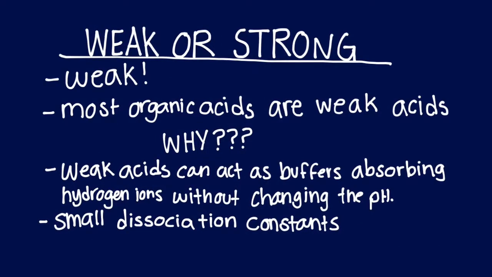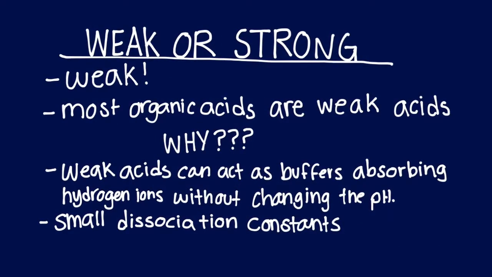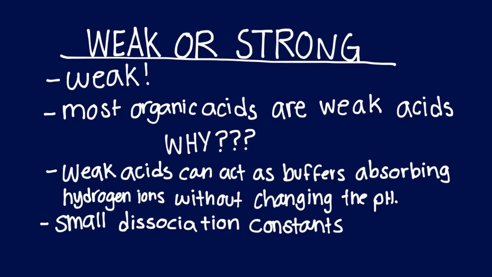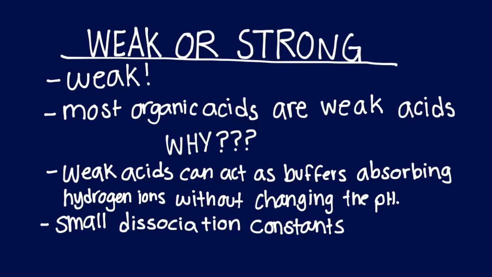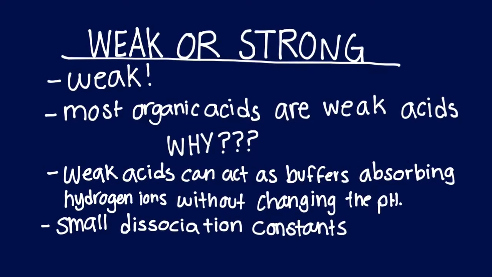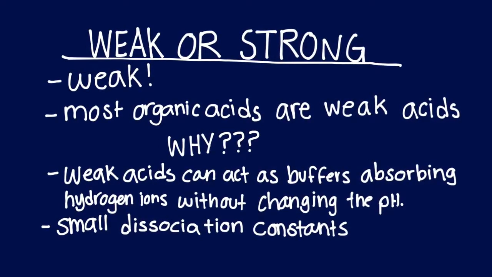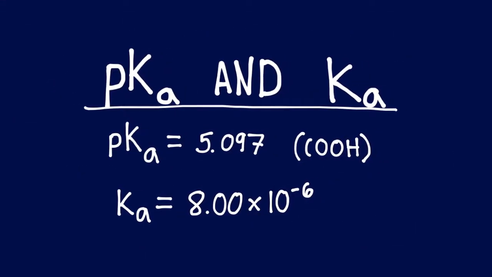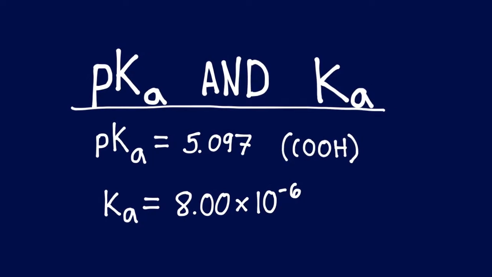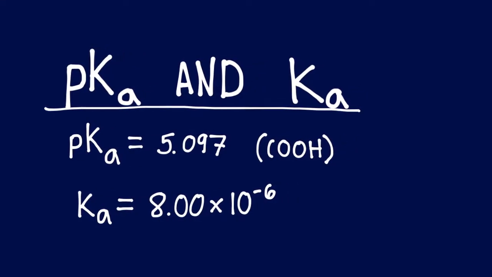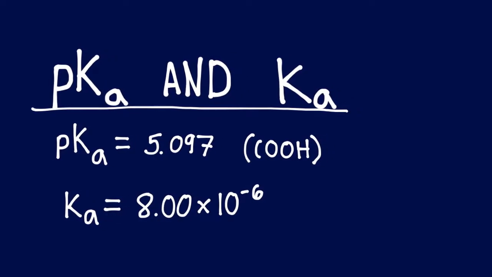Like I said before, malic acid is a weak acid. Organic acids are usually weak. We can eat these acids safely because of it. These weak acids can act as a buffering system within our body because of their small dissociation contents. Keeping these small dissociation contents in mind, our pKa for malic acid is 5.097 and our Ka is 8 times 10 to the negative 6th.